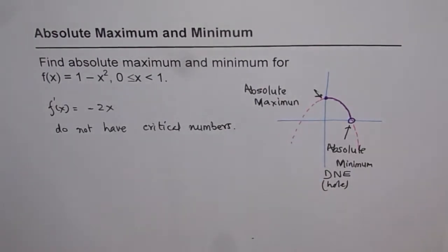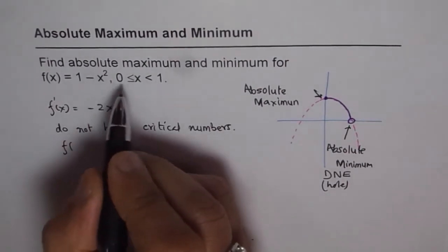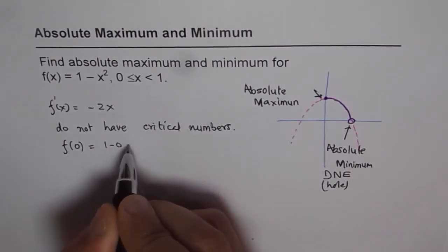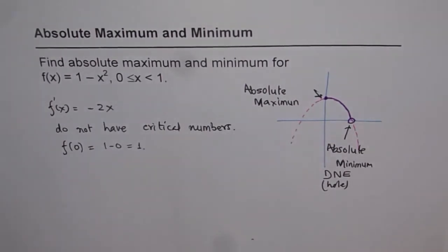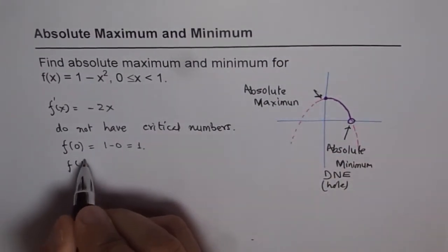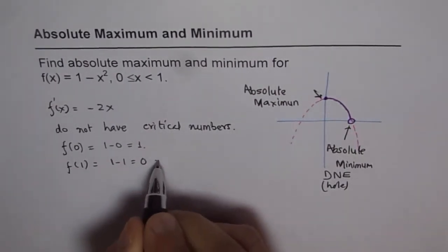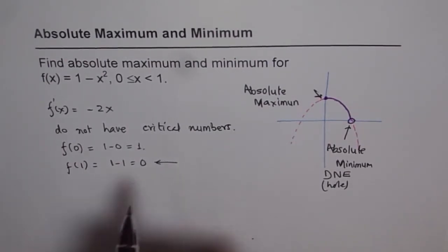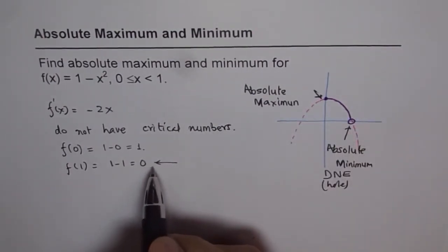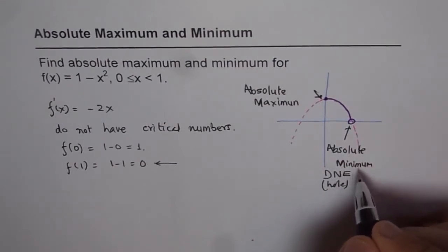So the only values which you could test are the values of the function at the endpoints. The value of the function at 0 is 1 minus 0, which is equal to 1, correct? So that is the value of the function. The value of the function at 1 is 1 minus 1, which is 0. But this is only approaching, right? We cannot be there. So the value changes from 1 to 0, but since we are approaching 1, we cannot be there. The absolute minimum does not exist, right?